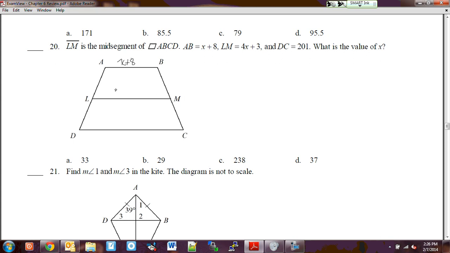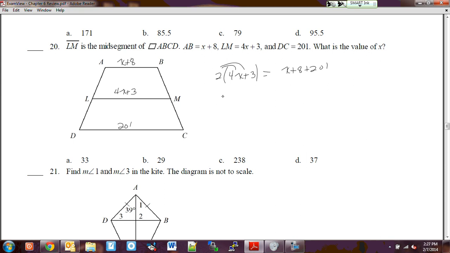This is 4x plus 3. And they did actually give us a number for this one. It's 201. Well, we know this plus this equals half of this, or 2 times LM equals AB plus DC. So if you don't want to do a fraction, we can do 2 times 4x plus 3 equals x plus 8 plus 201. All right, that's the same formula because this equals half of this, or 2 times this equals this. So that's what we're going to use.